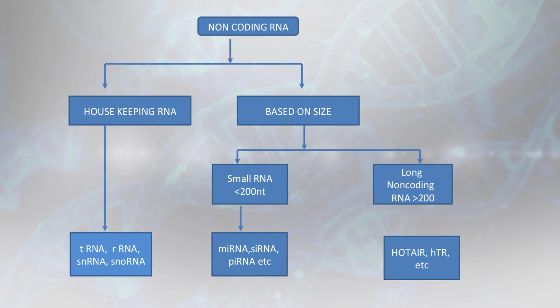There are housekeeping RNAs and different functional RNAs. Housekeeping RNAs are tRNAs and rRNAs, which are necessary for normal function. But there are certain non-coding RNAs with different sizes. The small RNAs and long non-coding RNAs have different functions according to the cell type.